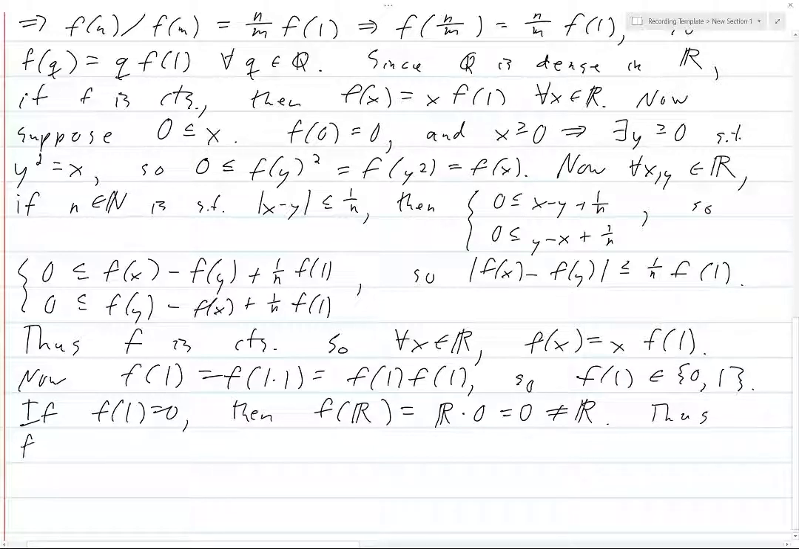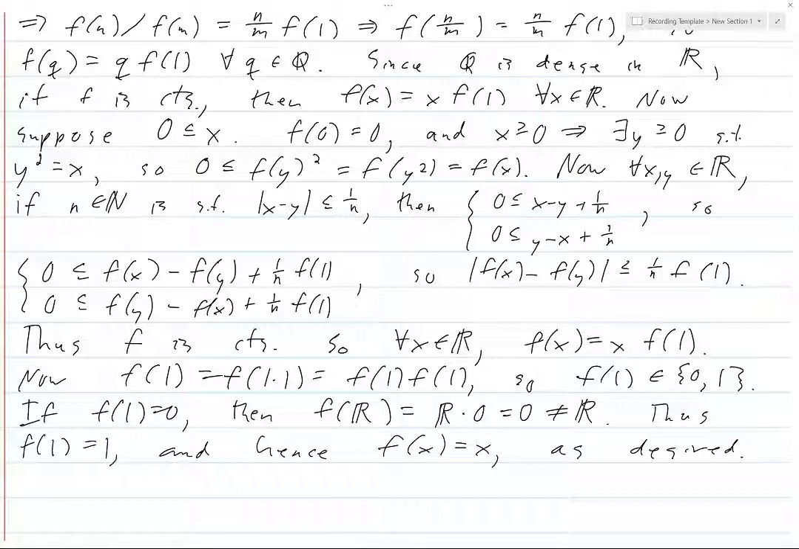Thus, f(1) equals 1, and hence f(x) equals x as desired, because this means precisely that f is the identity function. And there we go. We did a little bit of algebra and a little bit of kind of neat analysis, and we got an interesting result. So this completes our proof.